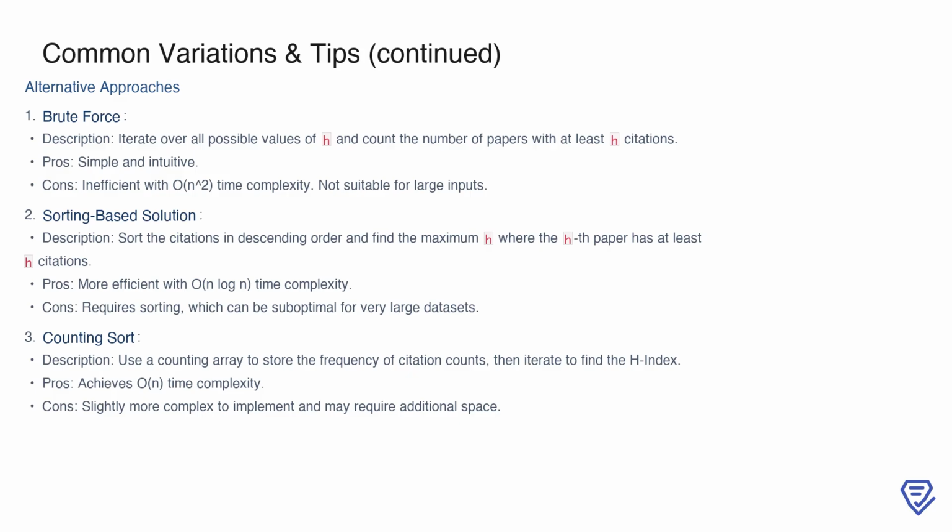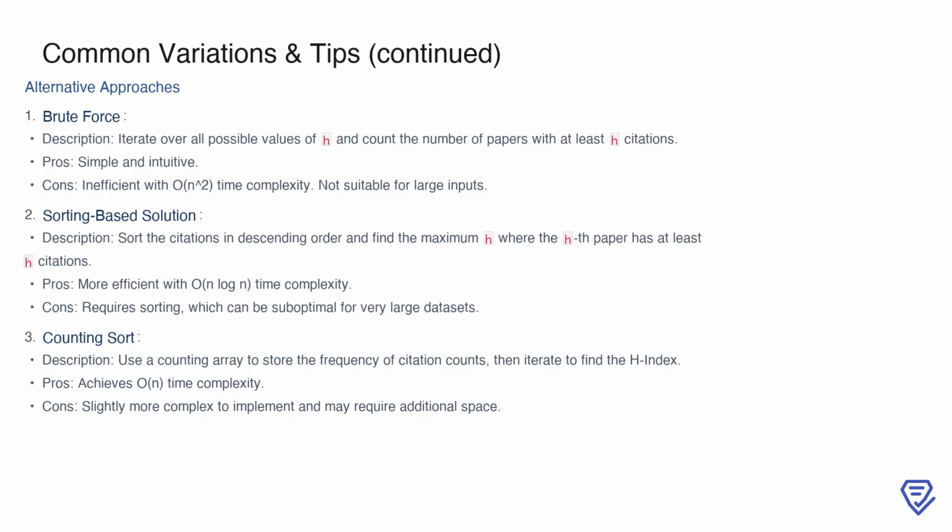There are several approaches to solving the H-index problem, each with its own trade-offs. The brute force method involves iterating over all possible values of H and counting the number of papers with at least H citations. While this method is straightforward, its O(n²) time complexity makes it impractical for large inputs.